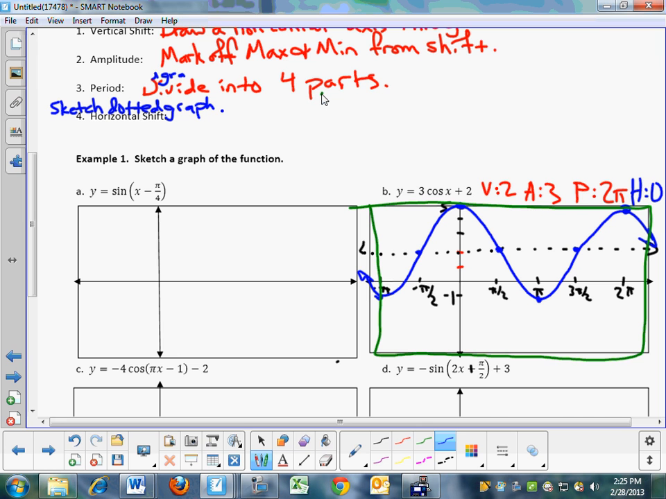Okay, let's try another one. This one does have a horizontal shift. It doesn't really have anything else that's happening. First of all, what is the vertical shift? Nothing. So I'm just right along the x-axis. What is the amplitude? 1. What is the period?